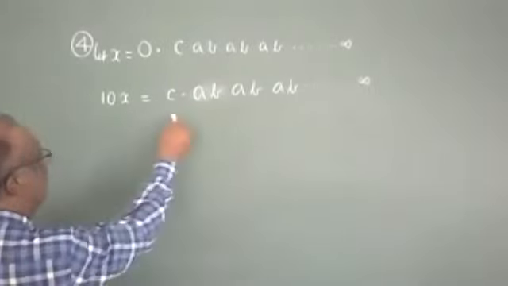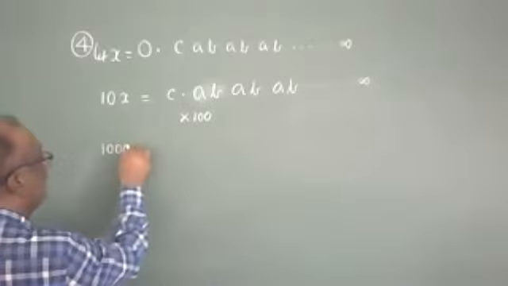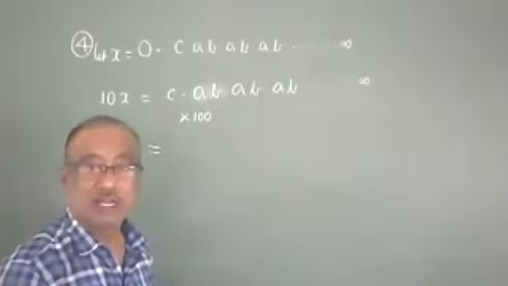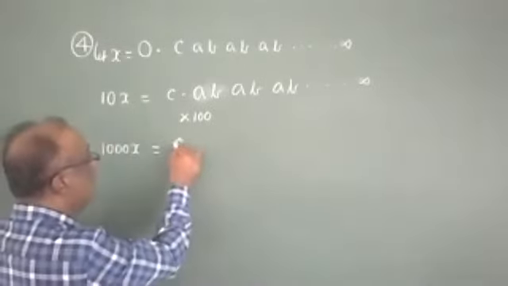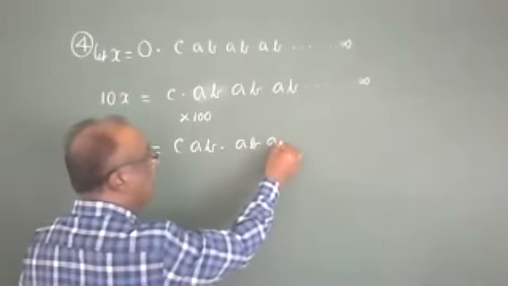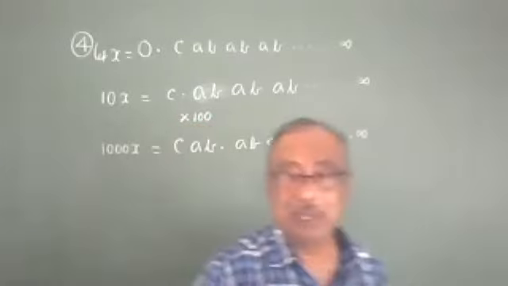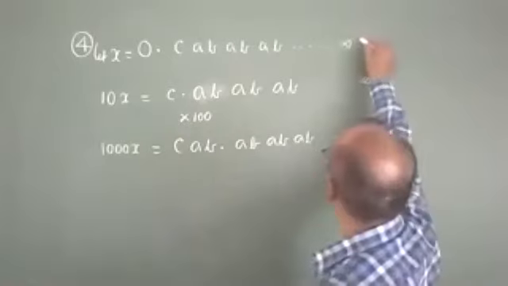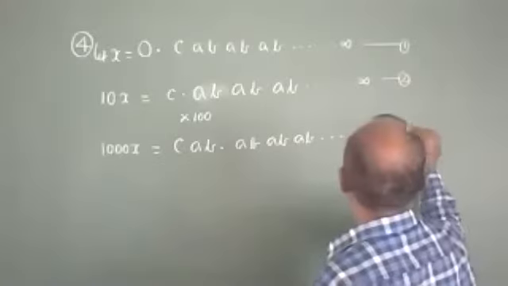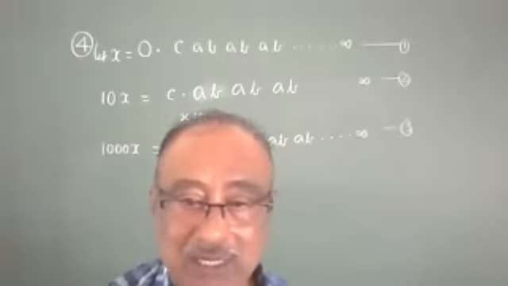Next, multiply with 100 for the above. 1000x is equal to CAB.ABAB up to infinite terms, where two points are extended. This is the first equation, this is the second equation, this is the third equation. In the material we can see the first, second and third equations.